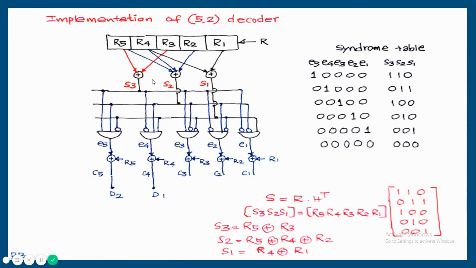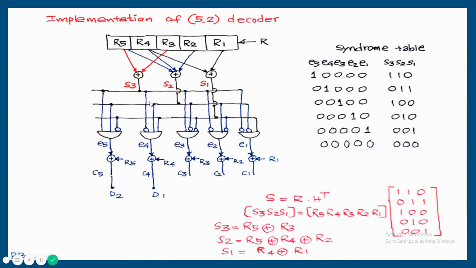Whenever the syndrome is 1, 1, 0, our requirement is like this: E5 should be equal to 1. If it is 1, 1, 0, it is 1 into 1, but the third 0 is inverted, so it will be 1 into 1 into 1. Output will be 1. That's the requirement here. For syndrome 110, E5 should be equal to 1. So that answer we will get with this connection.